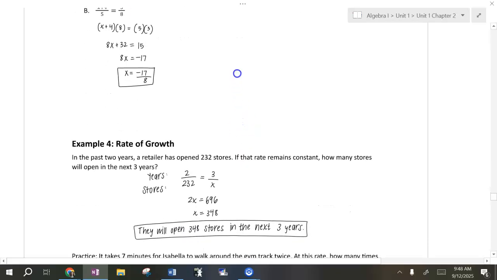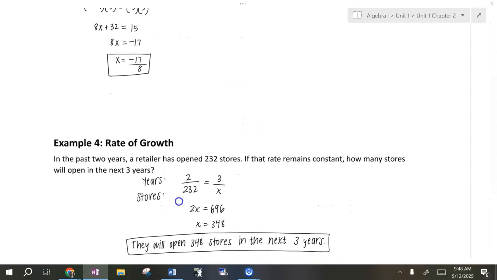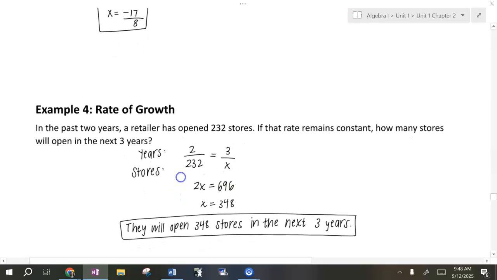Okay, let's look at one that's talking about rate of growth. It says, in the past 2 years, a retailer has opened 232 stores. If that rate remains constant, how many stores will open in the next 3 years? When you see something about a rate being constant, or it's always the same rate, or they're always going the same speed, anything along those lines can be solved with a proportion.